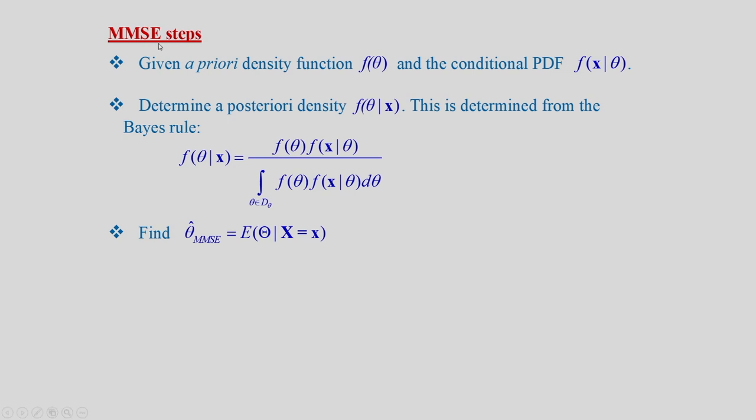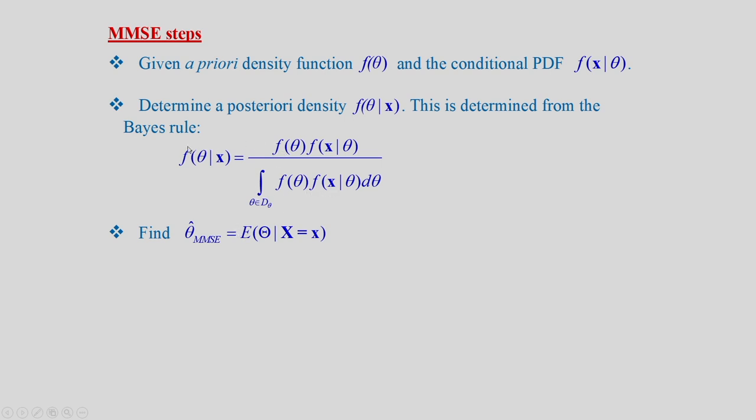So, we can find the MMSE estimator in the following steps. Given a priori density function f(theta) and the conditional PDF f(x given theta), determine the a posteriori PDF f(theta given x). This is determined using the Bayes rule. f(theta given x) is equal to f(theta), the prior PDF, into f(x given theta), the likelihood function, divided by the integral over theta belonging to the support of f(theta) of f(theta) into f(x given theta) d theta. This integral is the expression for f(x), the marginal density of x.